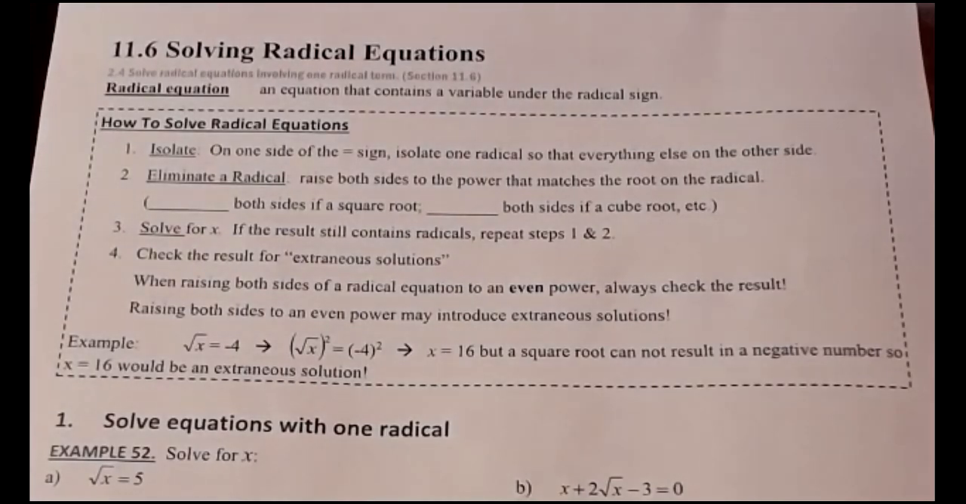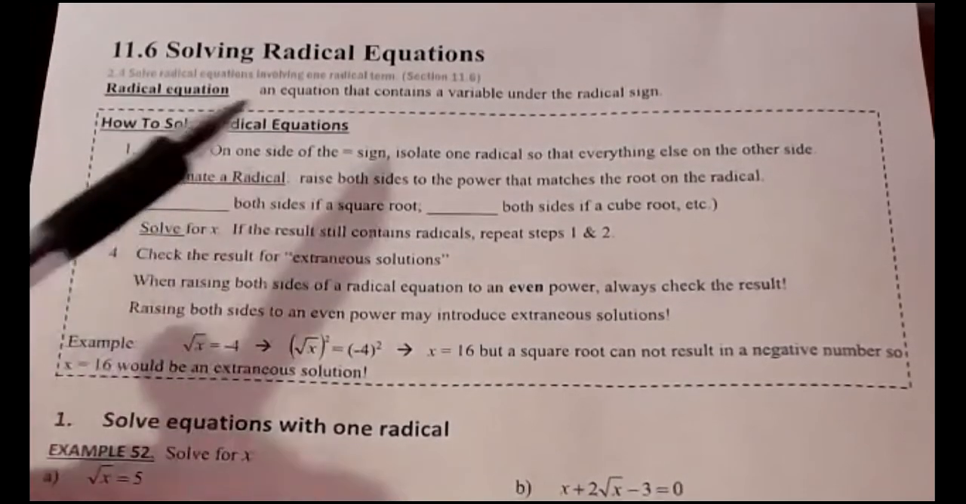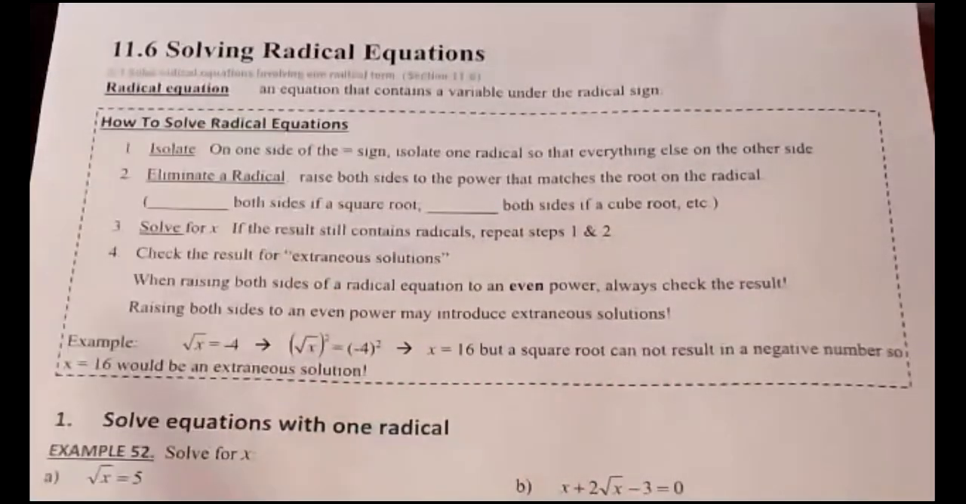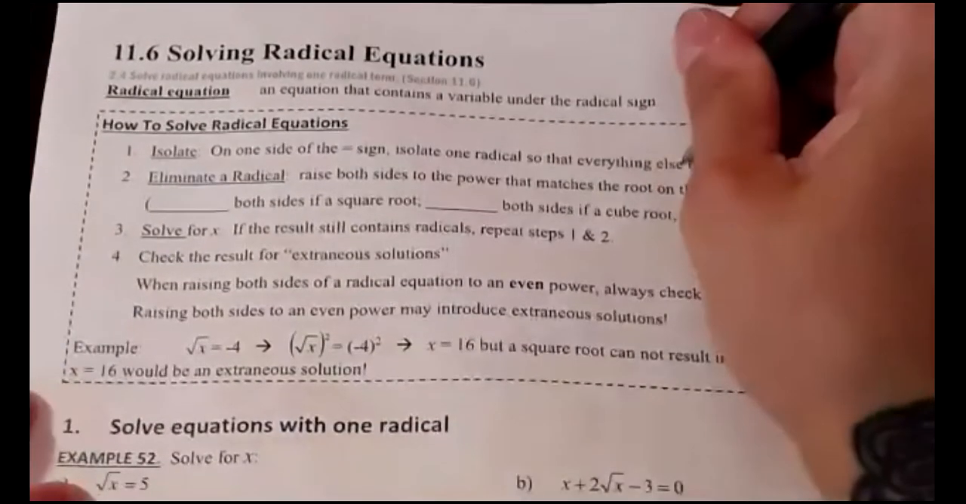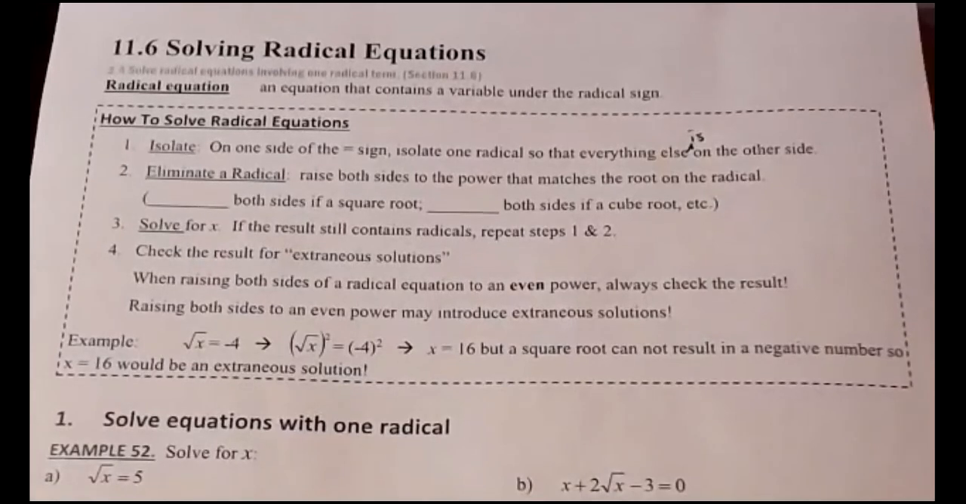So let me just read to you the instructions on how to solve radical equations. Step 1, isolate. On one side of the equal sign, isolate one radical so that everything else is on the other side. Step 2, eliminate a radical. How you do that is you essentially raise both sides to the power that matches the root on the radical.